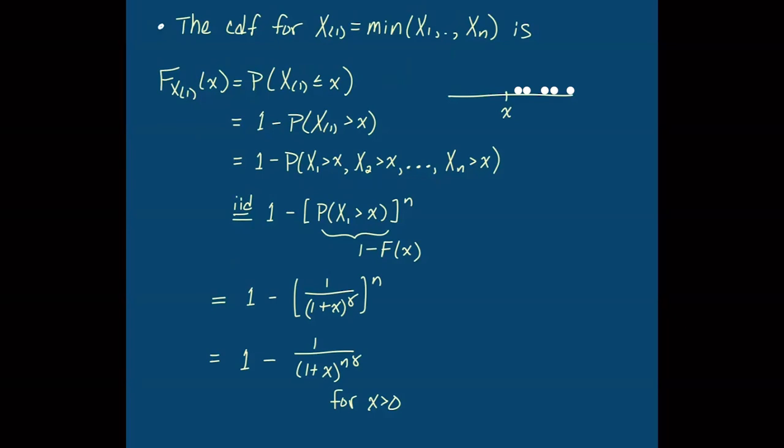Normally, we're not that good at recognizing CDFs, but we just saw this CDF on the previous slide. It didn't have an n in it, but this looks just like the CDF for another Pareto distribution. And in fact, we do have that the minimum has a Pareto distribution with the parameter gamma replaced by the parameter n times gamma.